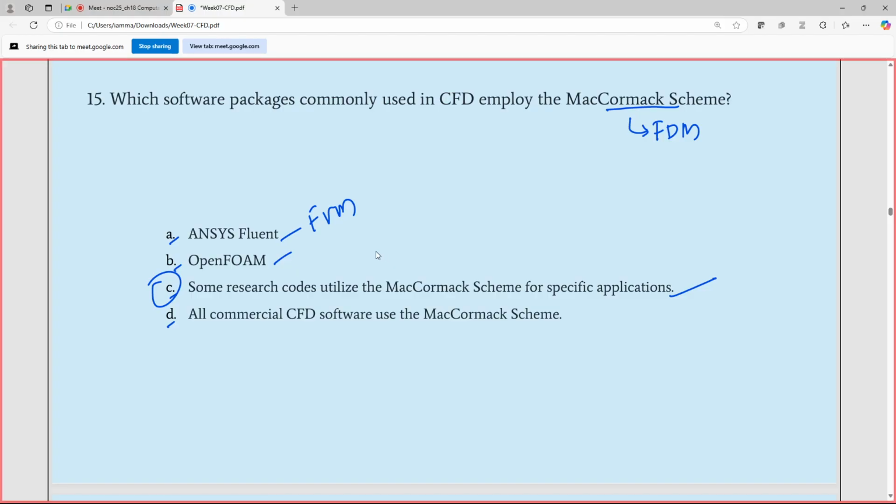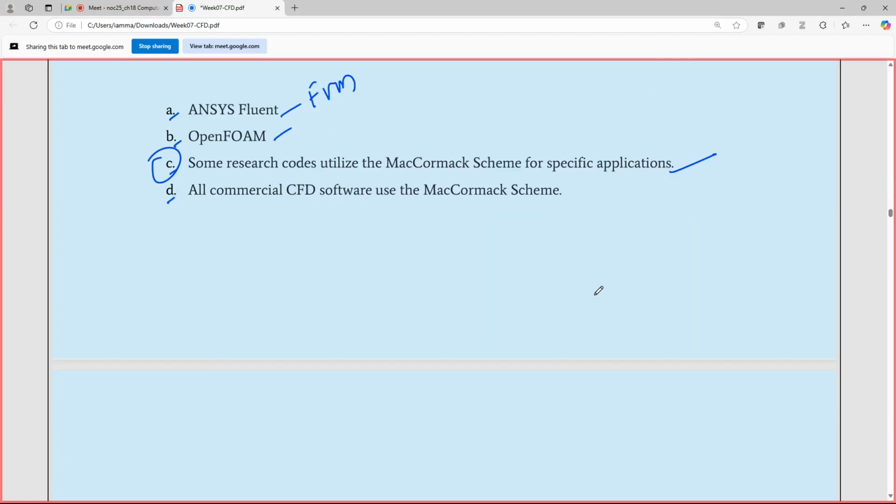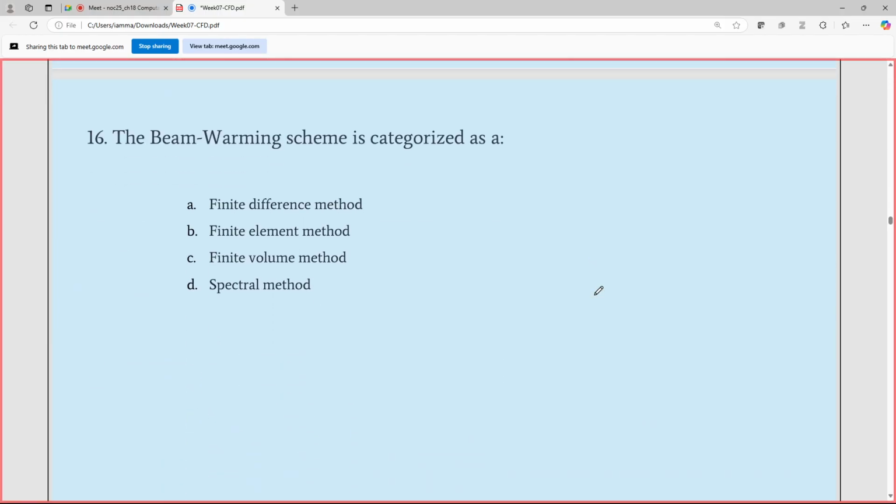So option C is our answer. Mostly software packages don't have McCormack scheme by default. Only some research codes utilize McCormack scheme for specific applications. Moving on to next question.